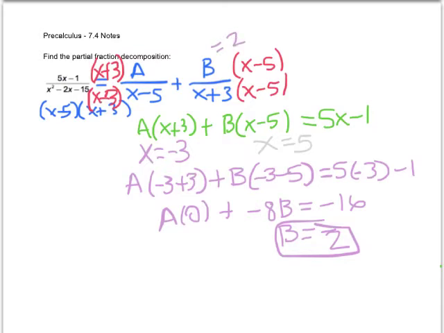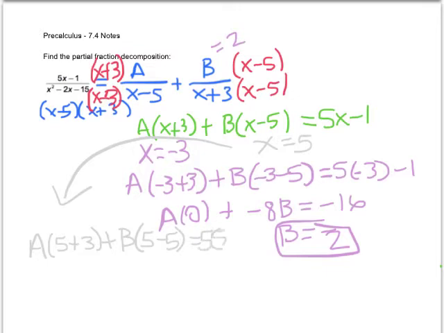The gray guy then, we'll solve him over here. The gray guy is going to be the same thing. A times 5 plus 3 plus b times 5 minus 5 equals 5 times 5 minus 1. Sorry, that's a little crowded. And what I end up with is the b goes away now, and I've got 8 times a equals 25 minus 1, which is 24. So what does a equal? 3.